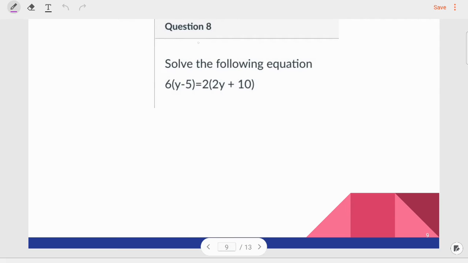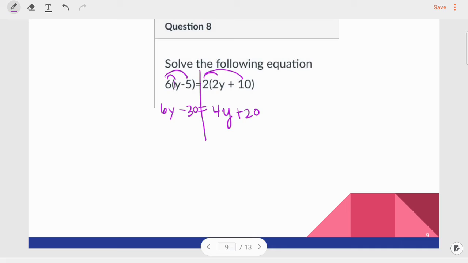Number 8. From here, if I look at this problem, I do notice that I have variables on both sides, and both variables are trapped in parentheses, so I'm not going to decide a variable side yet. Let's start with distribution. 6 times 1y is 6y. 6 times negative 5 is negative 30. Equals, on the right side, 2 times 2y is 4y. And 2 times 10 is 20.